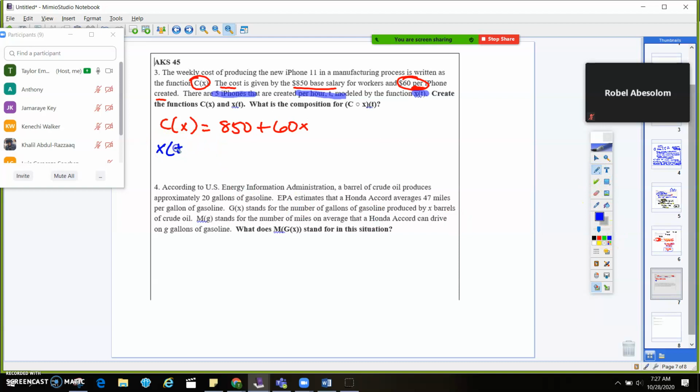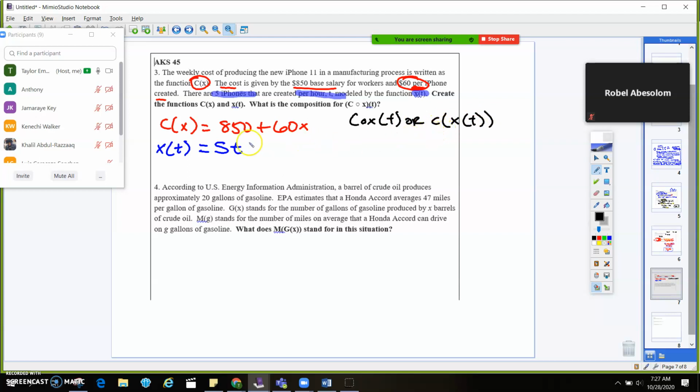So let's write that out. We've got x of t, which is a function, and we've got 5 iPhones that are created per hour. So 5 times t, because we get 5 iPhones per hour. Now it says create the function c of x and x of t. Wow, we've already done that. And then what is the composition of c of x of t? We've got the functions right now, but now we've got to actually do the c of x of t. These are the same things. Don't get tripped up by the notation.